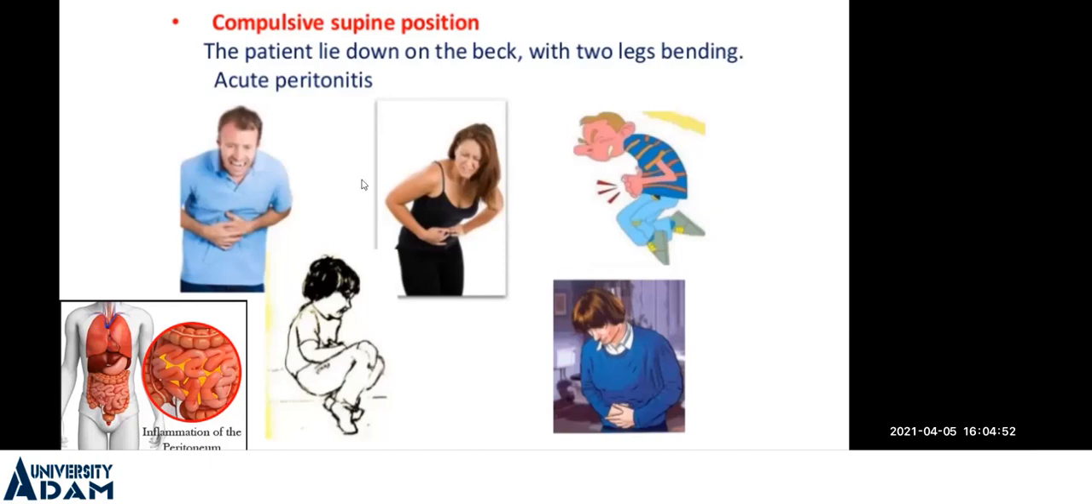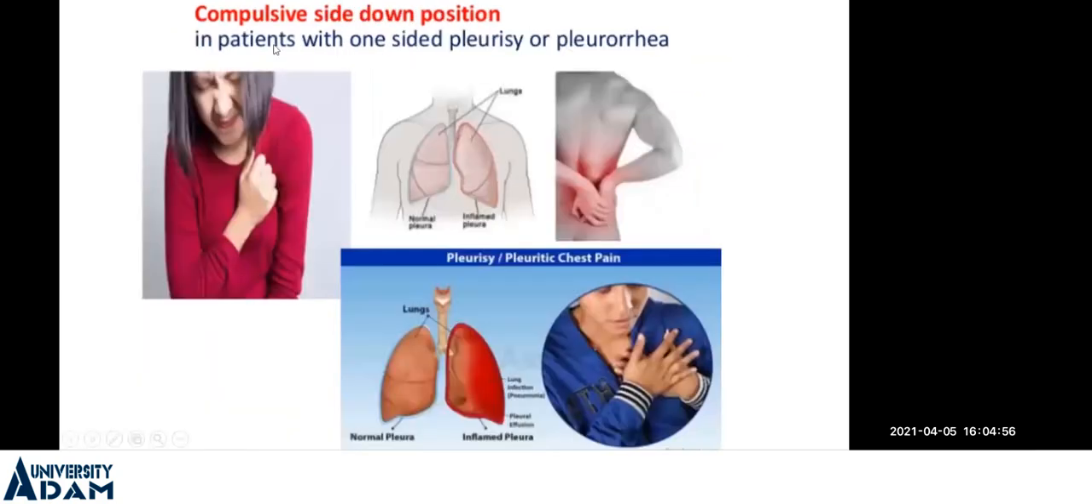Okay, guys. The next one is the compulsive side down position. So it means you should learn by heart the names of the positions. You can see it happening when the patient has, for example, pleurisy or some inflammation of the layers. So it is the compulsive side down position.